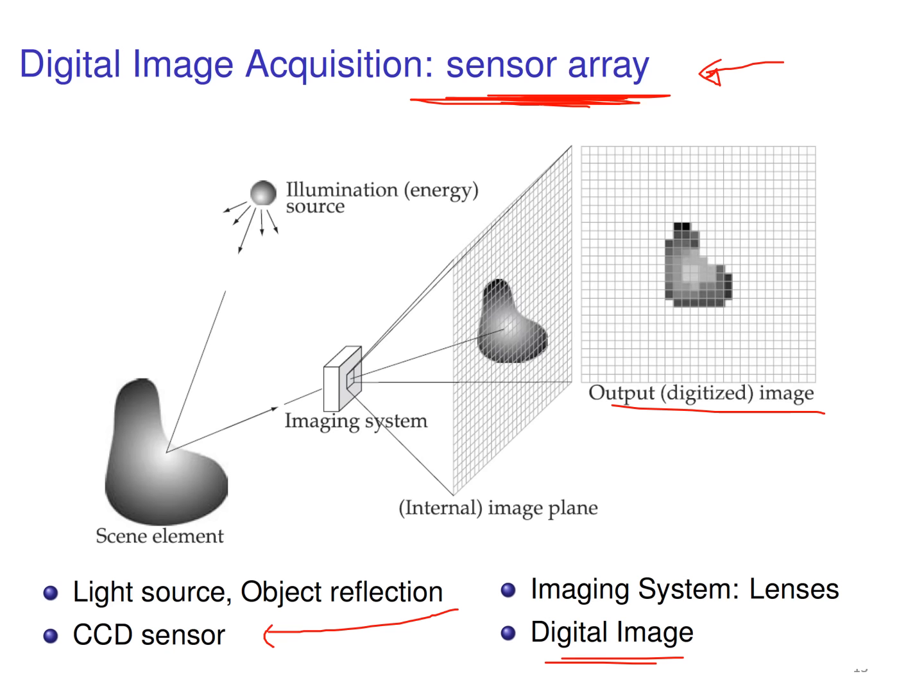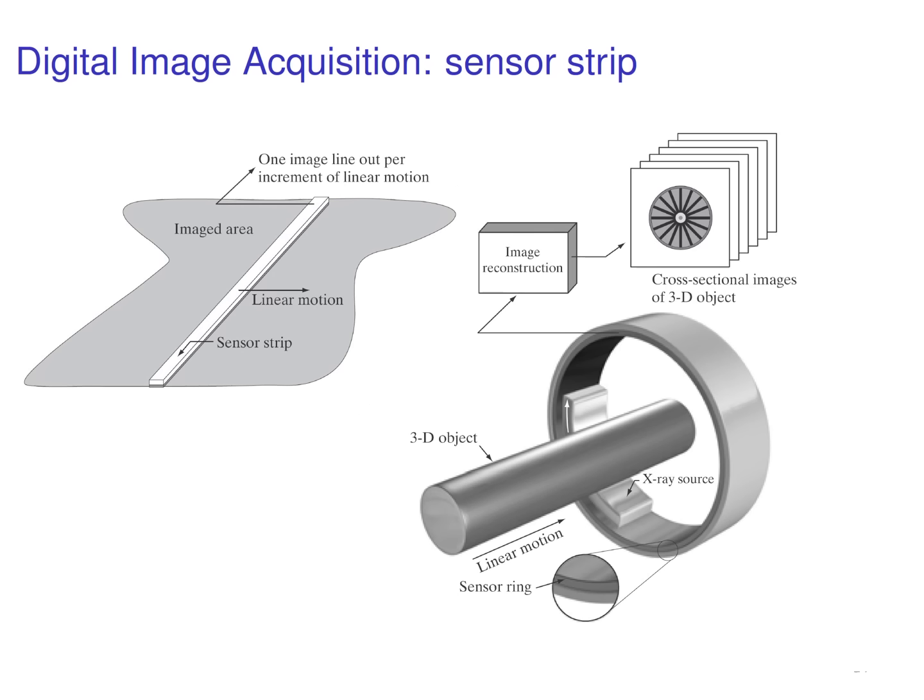Good? That's one. The second one is similar to what we did with the CT scan, where you have a sensor strip instead of a sensor array, and that's the strip here, the circular sensor ring, and you have the object that's sliding in just like the CT scan. Let's say this is your imaging area, and we have the sensor strip. Either the sensor strip is moving or the object is moving below the sensor strip, and through image reconstruction, just like the CT scan, you can create two-dimensional cross-sectional images of a three-dimensional object.